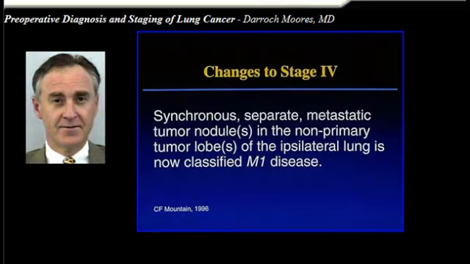A recent change to the staging system again is that synchronous, separate metastatic tumor nodules in the non-primary lobe of the ipsilateral lung are now classified as M1 disease. The other change that I said before is that nodules within the same lobe is T4. Nodules within the same lung, different lobe, is M1.